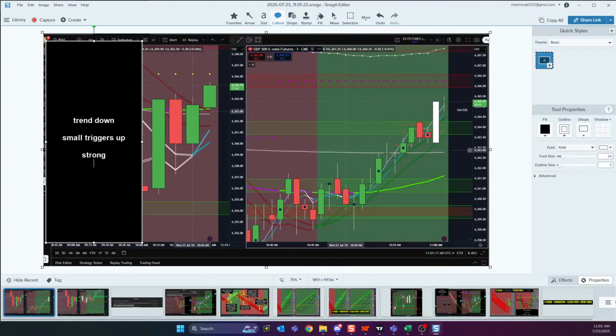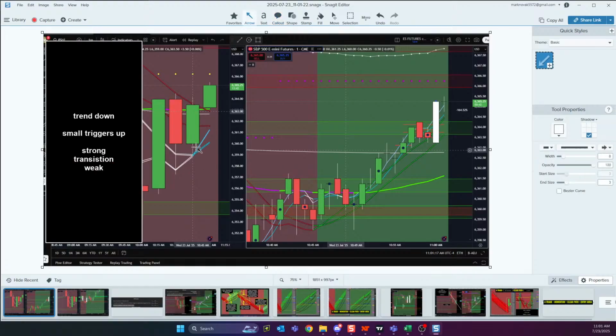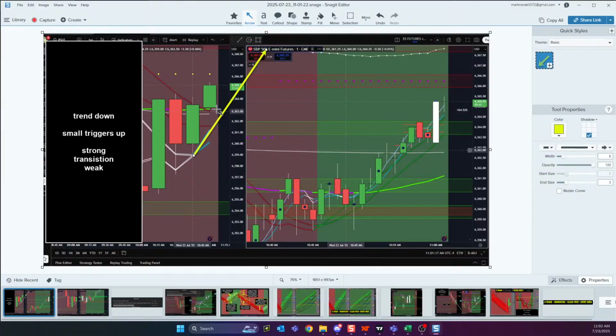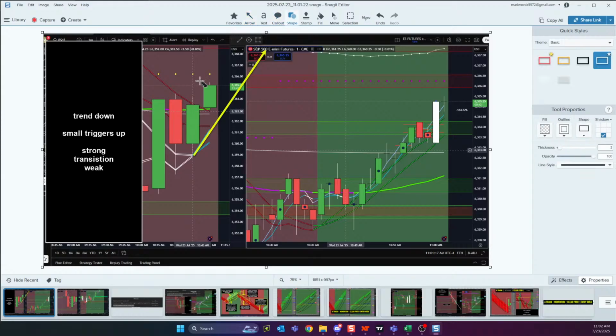And what do you guys think? Am I strong, transition, or weak side of those triggers? So let me draw my line, my mental line, or otherwise. TradingView users, am I strong side of the small triggers that are up? Am I transition inside of the triggers, or am I weak side? Somebody help me out with this one. I'm having a brain fart. And I'm looking at where price is currently. Anybody?